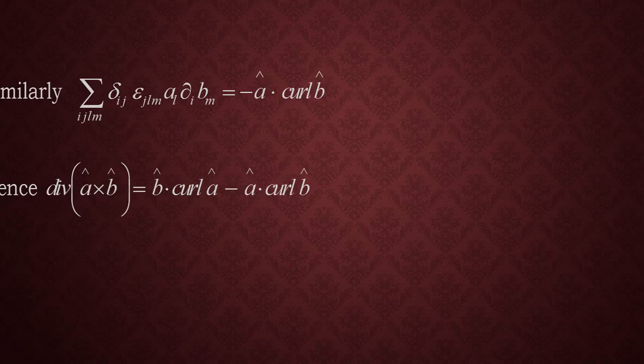The sum of these two parts gives the RHS. As a whole, we obtain div of A cap cross B cap equals B cap dot curl A cap minus A cap dot curl B cap. We are done.